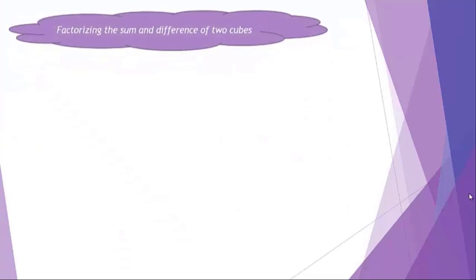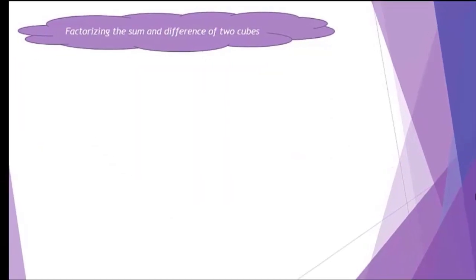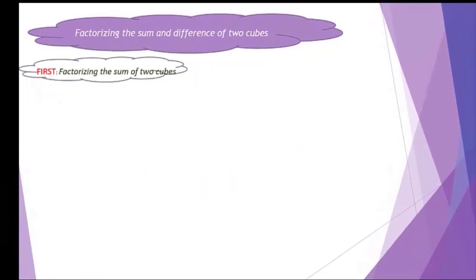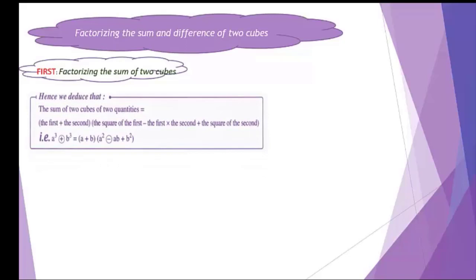Today we're talking about a new lesson in Unit 1 in algebra. Today we're talking about factorizing the sum and difference of two cubes. Firstly, we're talking about factorizing the sum of two cubes. How to factorize the sum of two cubes?